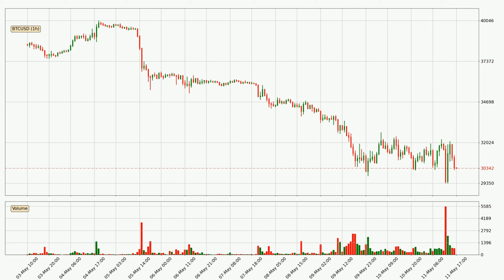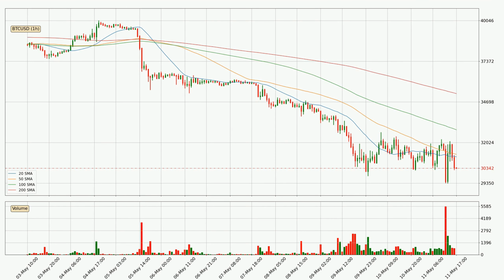Looking at the hourly time frame for Bitcoin, the price rapidly went down around 4.5% in the last 24 hours, with a current price of $30,342. We can see that the sellers are taking over because the volume was high, showing that this move was strong. Moving to the hourly simple moving averages, the price has crossed the 20 SMA downwards. It's a strong signal that there has been a higher than average volume.